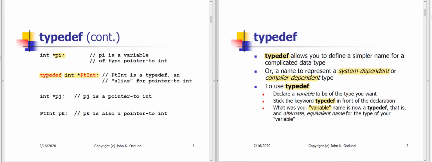But merely by putting the word typedef in front, ptint is now a defined type which stands for pointer to int. Consequently, I can use ptint to declare variables. pk here is a ptint. That really means that internally pk is a pointer to int.